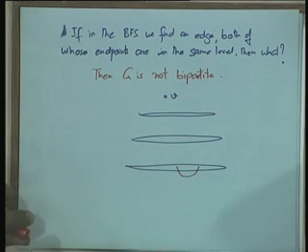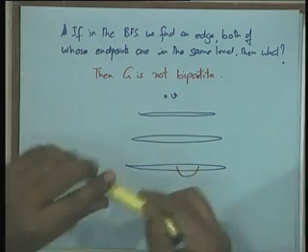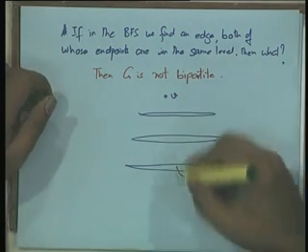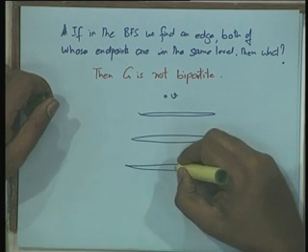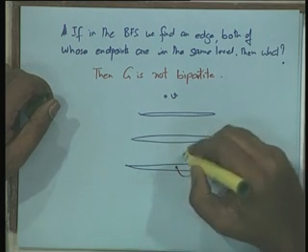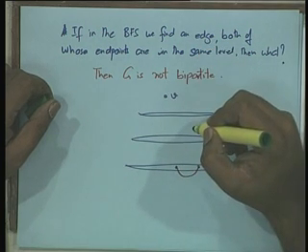Both of whose endpoints are in the same level. Now recall we had a notion of a breadth first search tree. What was the notion of a breadth first search tree? We said there is a tree and for each vertex there is a predecessor, except for the starting vertex, the root vertex.